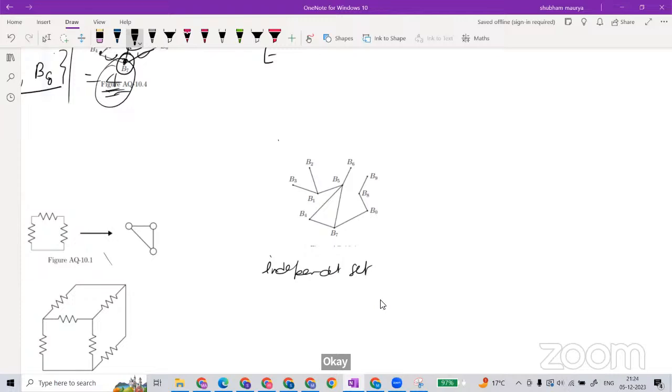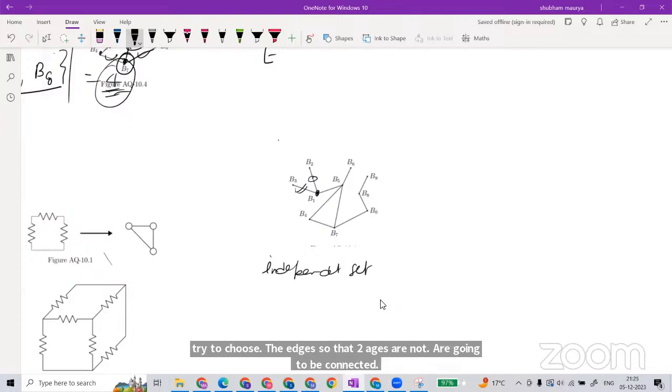So for a graph, there could be many different sets. Like, what is the definition? If you choose this edge, then you cannot choose this edge. The reason is these two edges are connected with one vertex. So you will try to choose the edges so that two edges are not going to be connected. This is the definition.